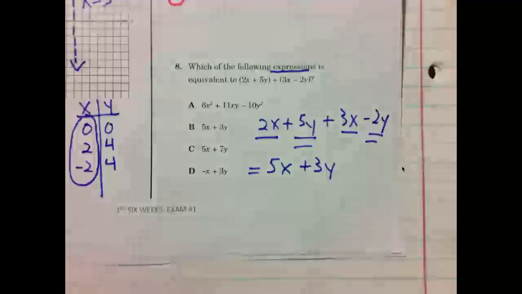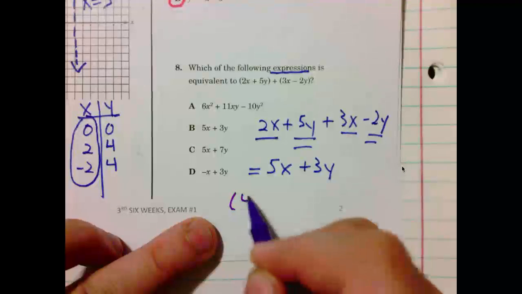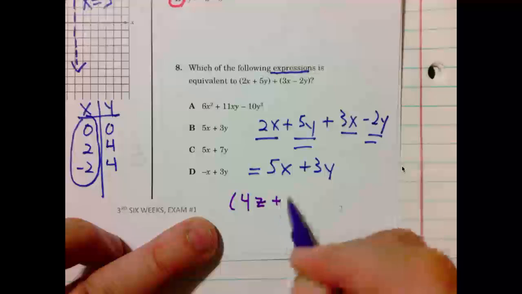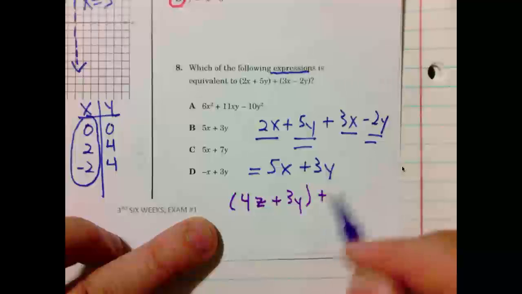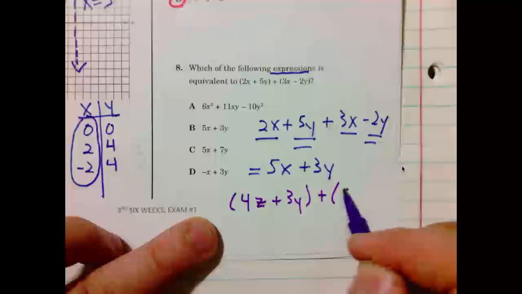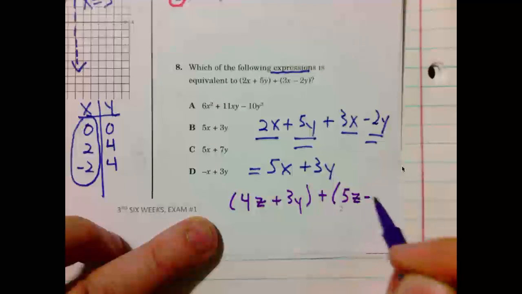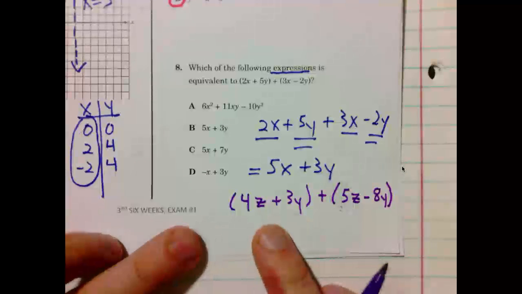I'm going to give you another problem just like this. You give it a shot. Let's say we had 4z plus 3y plus 5z minus 8y. Simplify this expression.